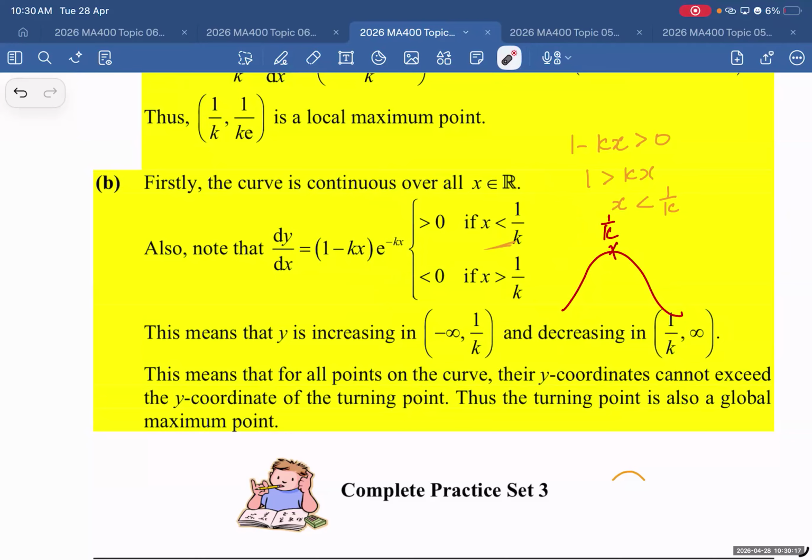That is why it is a maximum point. Because I can tell you why am I the biggest? Because everybody on my left, the gradient is positive. Everybody on my right, the gradient is negative. Because I'm the tallest. Okay. Correct, correct.